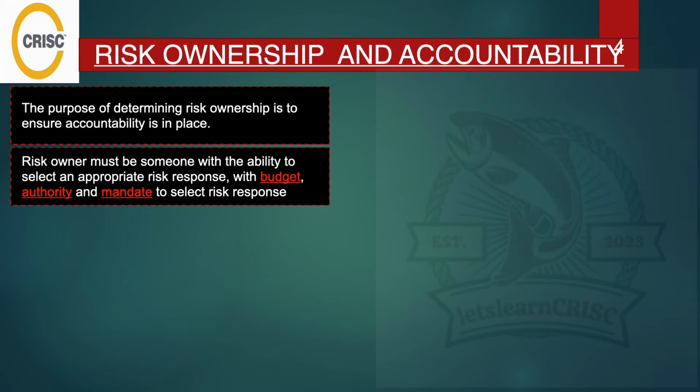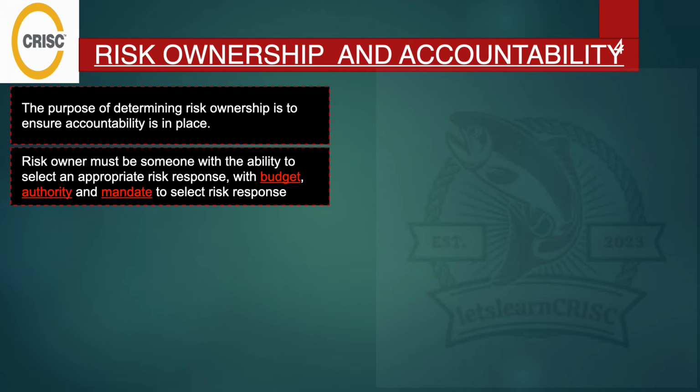Next, the risk owner must be someone with the ability to select an appropriate risk response, with budget, authority, and mandate to select the risk response. Friends, a risk owner should have the budget, authority, and mandate to make decisions regarding the risk response strategies. Why budget? Because friends, risk response strategies often require financial resources. The risk owner should have control over the budget that can be allocated to implement risk mitigation measures or other response actions. Without the necessary budget authority, it may be challenging to execute the risk response plan effectively.